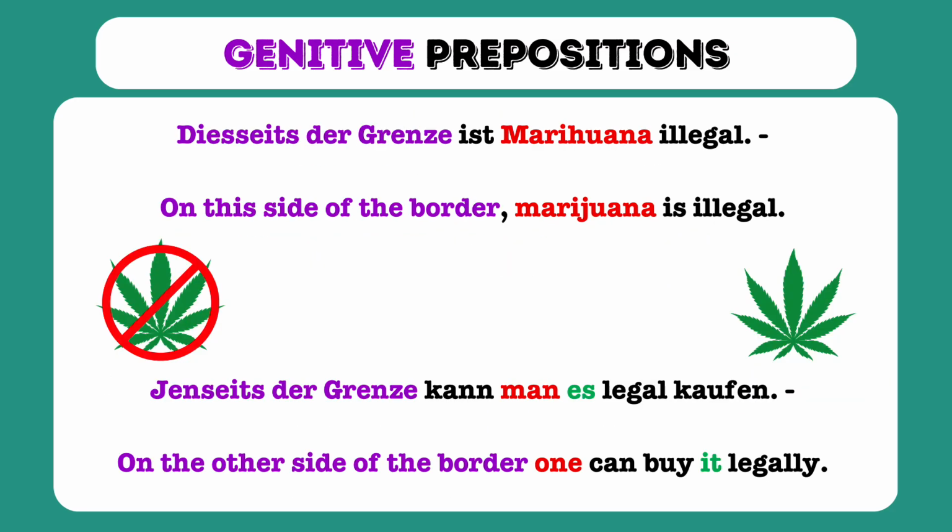Diesseits der Grenze ist Marihuana illegal. On this side of the border, marijuana is illegal. Jenseits der Grenze kann man es legal kaufen. On the other side of the border, one can buy it legally.